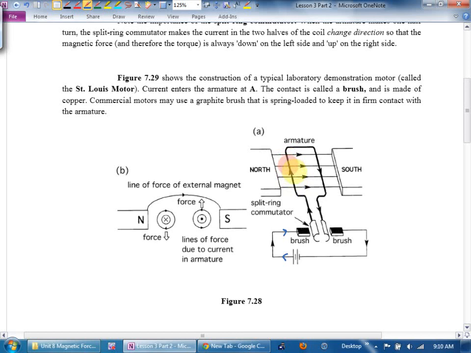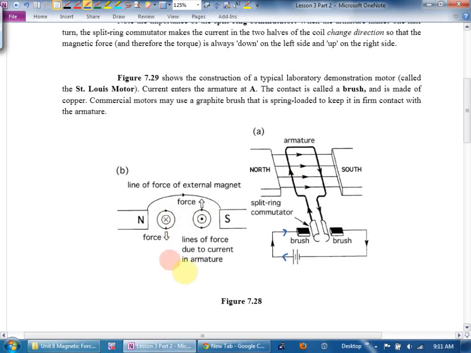Which way is the magnetic field? To the right. Point your fingers to the right. Which way is your palm pointing? Down into the page. If you looked at an end view, this arm right here, which has the current moving away from me, is going to get forced down.